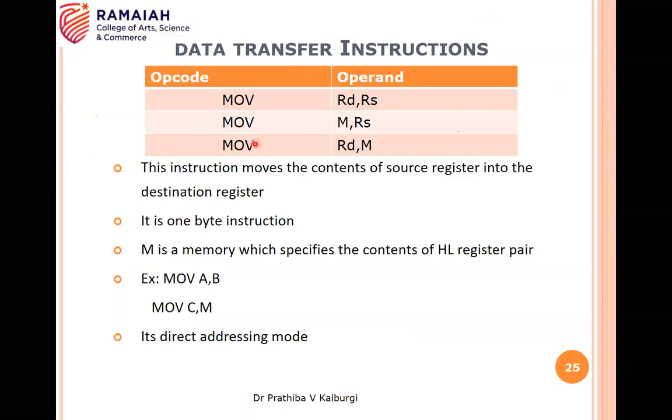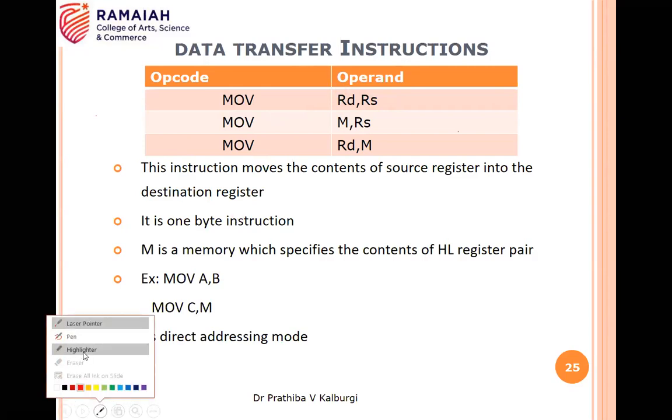The first and foremost thing under data transfer instructions is the MOV instruction. MOV RD, RS. That means you specify RD as the destination register and RS as the source register. As I told you, in the case of data transfer instructions, you transfer or move the content of the source register into the destination register. Can you follow?